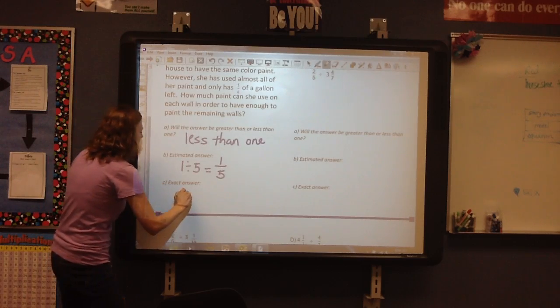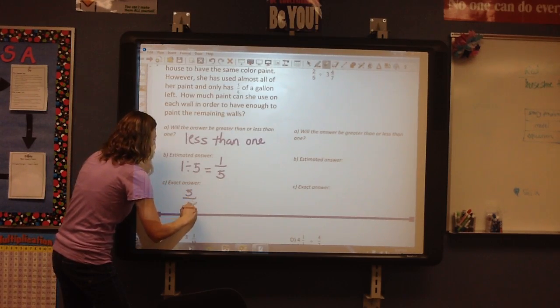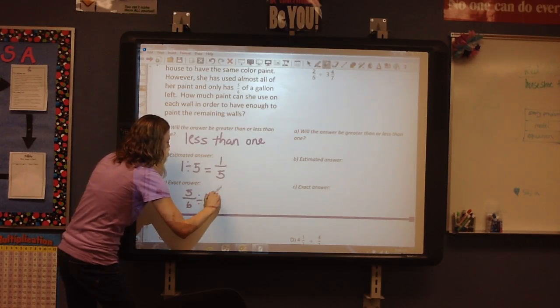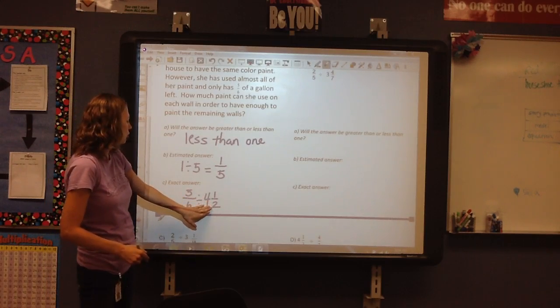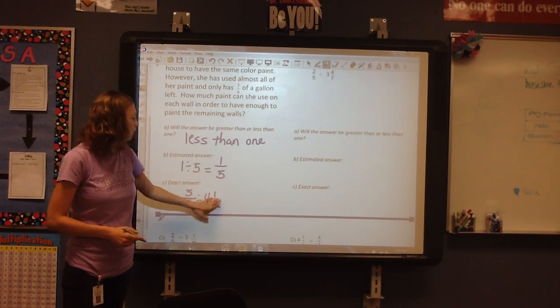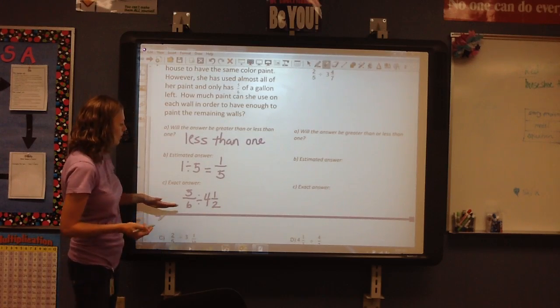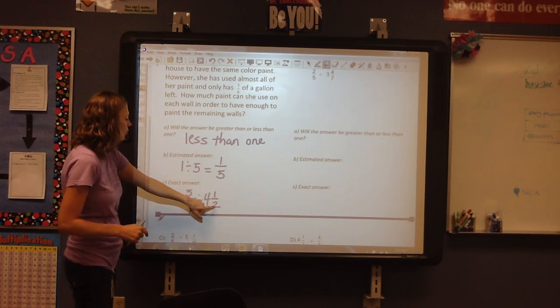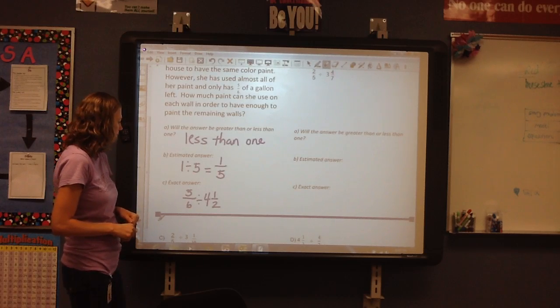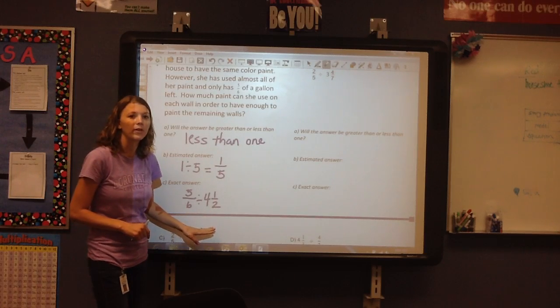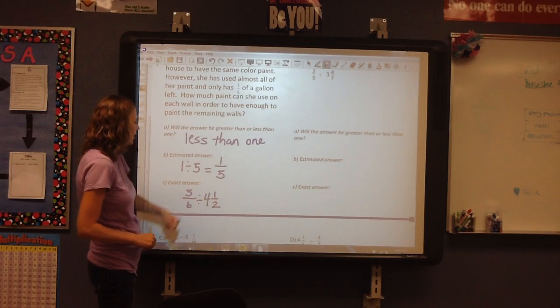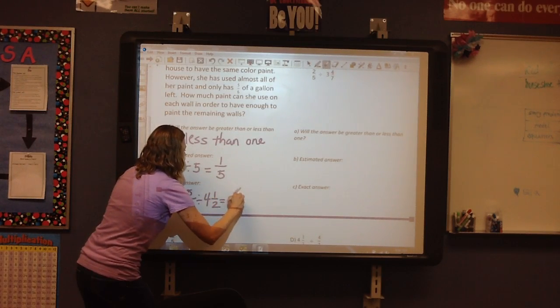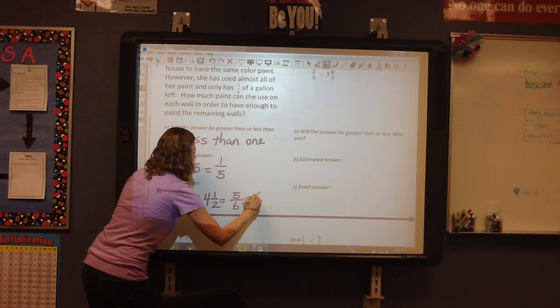So I'm going to take my 5/6 and divide it by 4 1/2. In order to divide by a mixed number, I first have to convert this to an improper fraction. We talked about this in a previous lesson, so I can do the shortcut. 2 times 4 is 8, plus 1 is 9. So this is the same as 5/6 divided by 9/2.